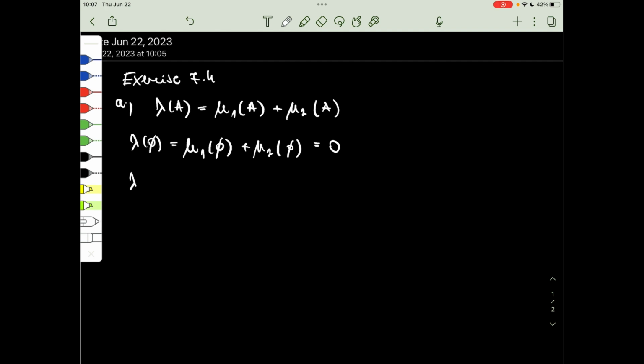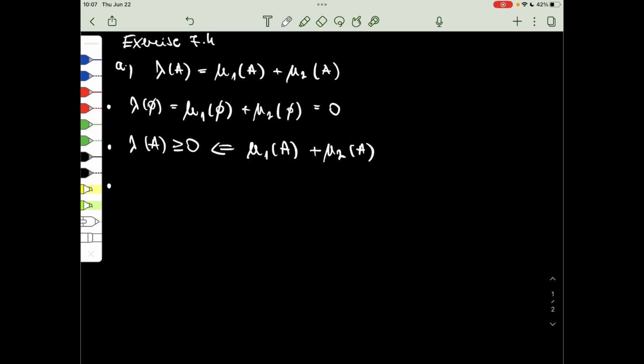It is also true that for any set A, lambda is non-negative because the two functions we are adding up are measures and they are non-negative. So these are the first two basic properties. There is a third one, the crucial adding up property. It takes some thinking, so let's do this together.